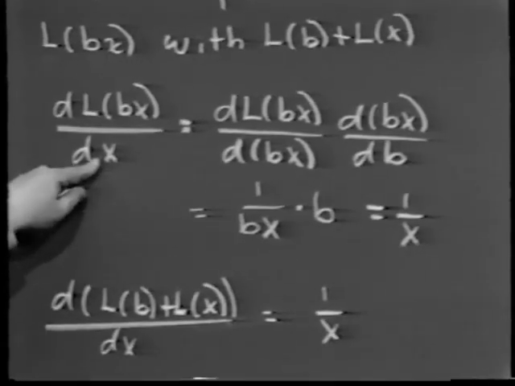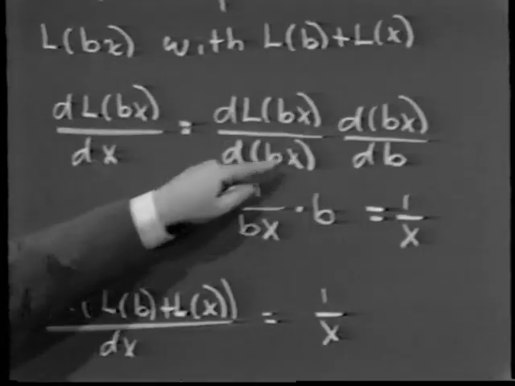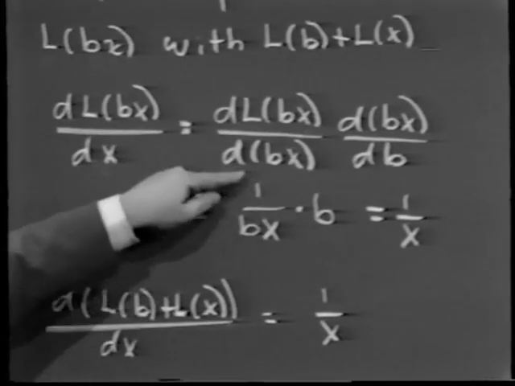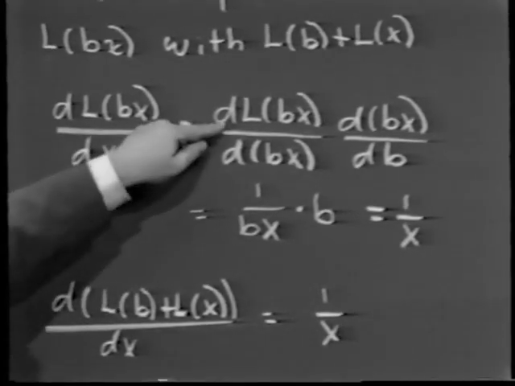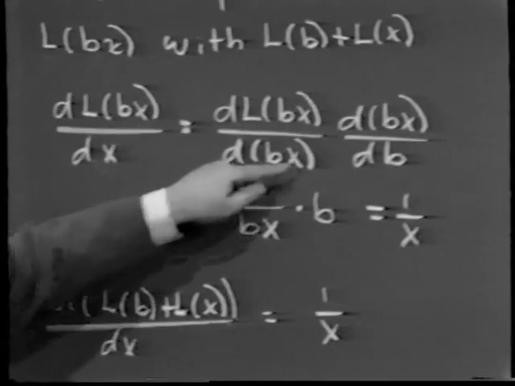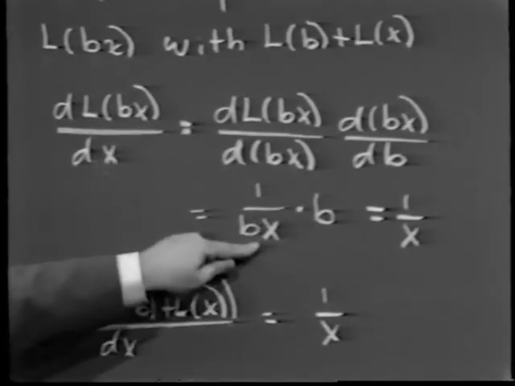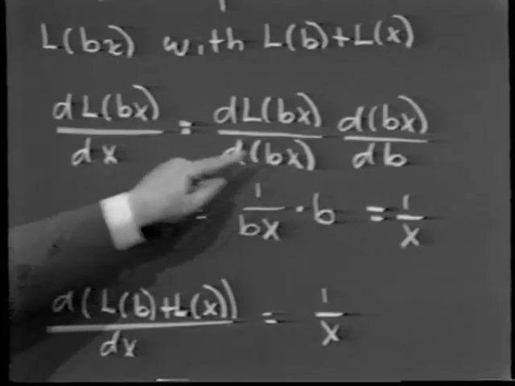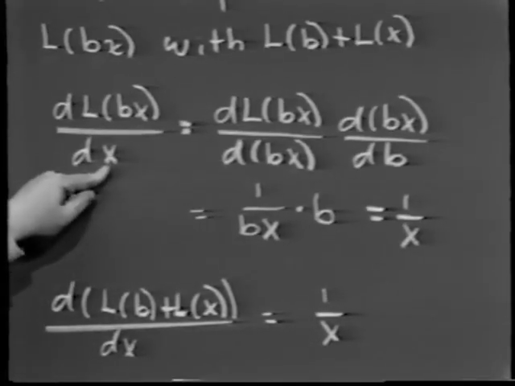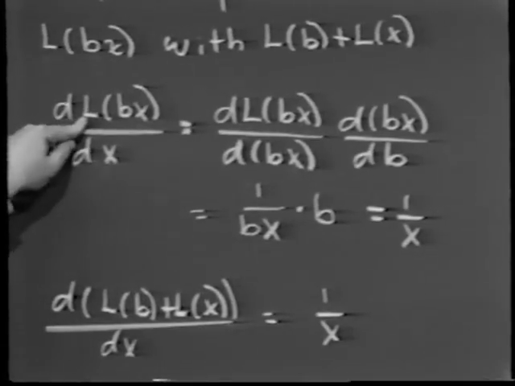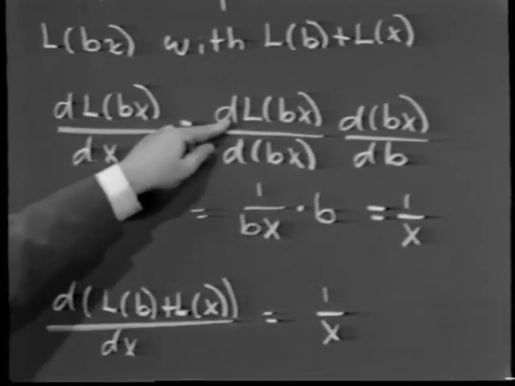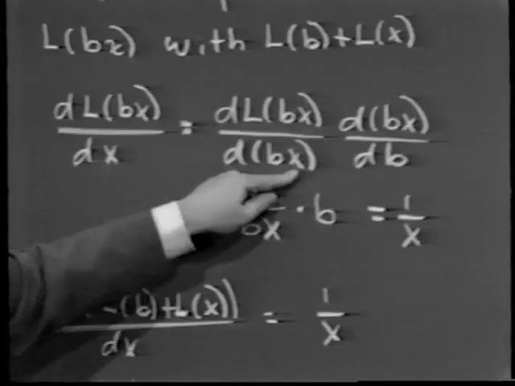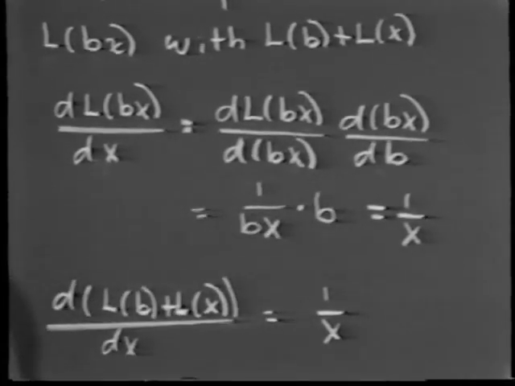You see, if we were differentiating L of bx with respect to bx, that would be 1 over bx. I shouldn't say by the chain rule yet. What I'm saying is, if we differentiate L of bx with respect to bx, we would have 1 over bx. But we're not differentiating with respect to bx, we're differentiating with respect to x. And this is where the chain rule comes in. Namely, we rewrite the derivative of L of bx with respect to x as the derivative of L of bx with respect to bx times the derivative of bx with respect to x.